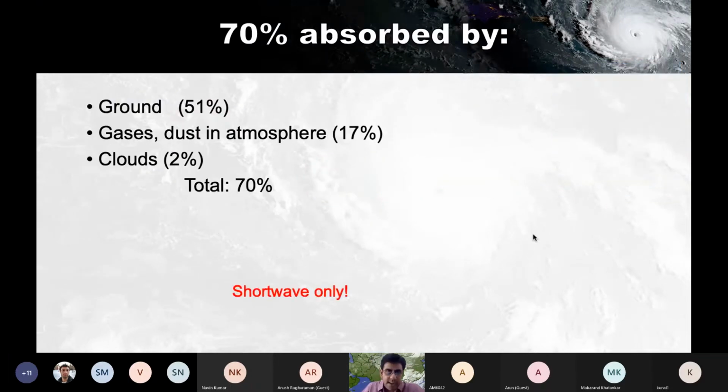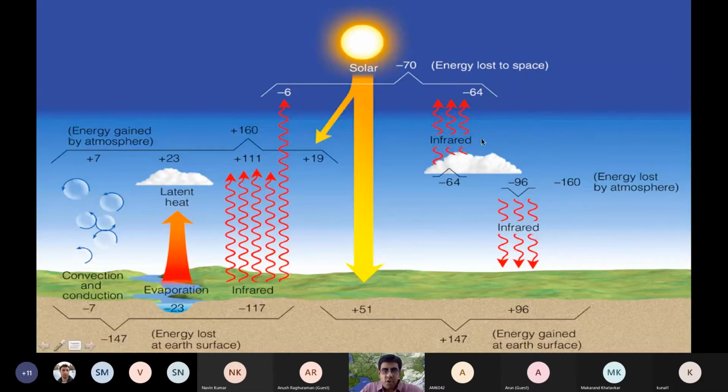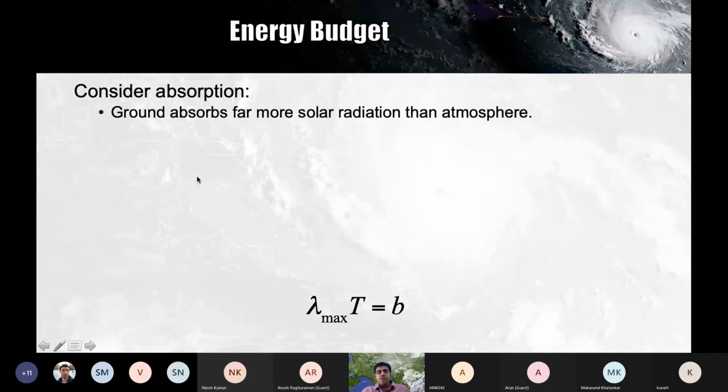Out of that 70 units that are absorbed, 51 is taken up by the ground, 17 is taken up by the gases and dust in the atmosphere, and 2% by the cloud cover. So that makes a total of 70. 30 is reflected back. We don't care about that because it is not going to play any role in heating of the Earth. So just look at these numbers. Out of 70, 51 is taken by the ground, 19 is taken up by the gases and clouds.